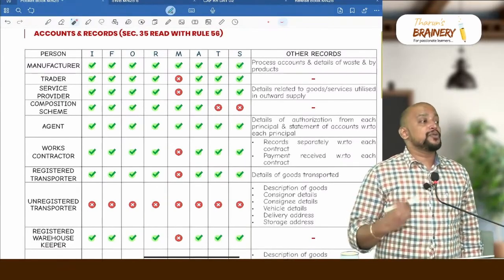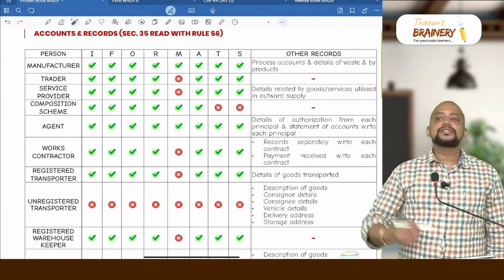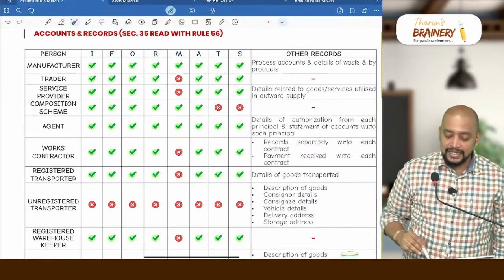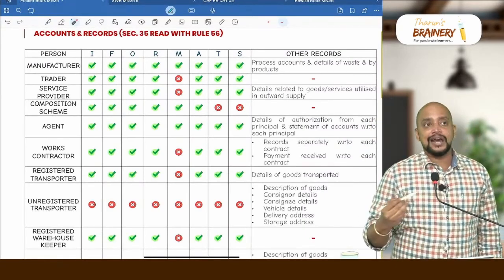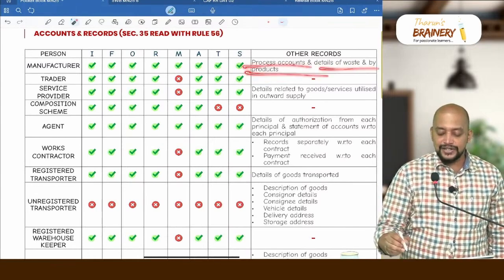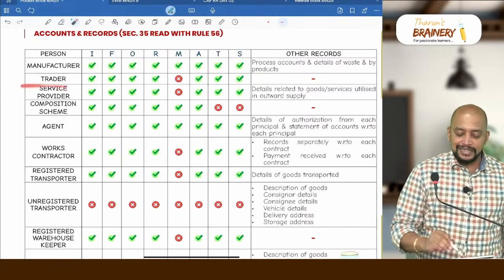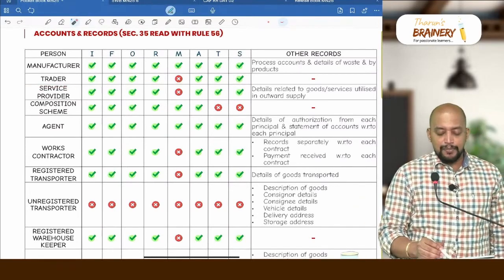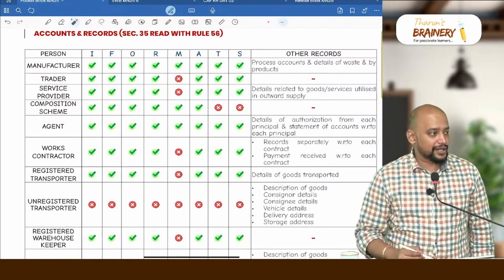They need to maintain process accounts. Process accounts means, as in intermediate process costing, those process accounts. Plus they are also required to maintain records related to waste and byproducts. So process accounts and details of waste and byproducts. Being a trader, they need to maintain I formats, but manufacture related records are not required.